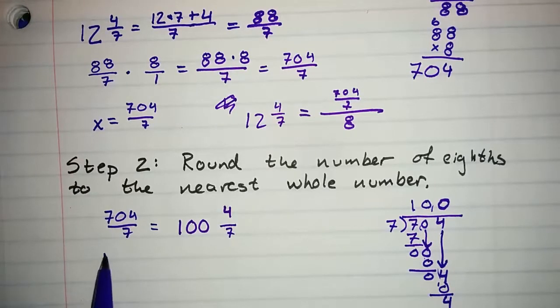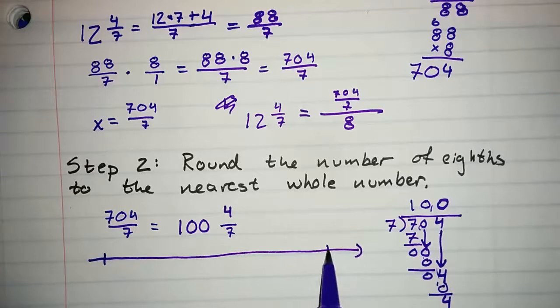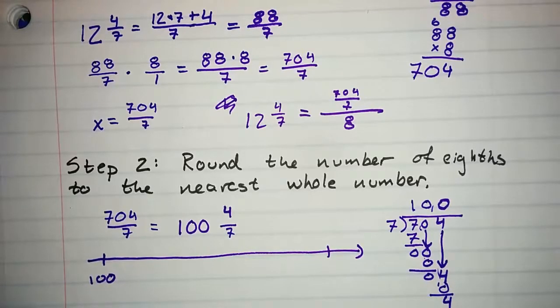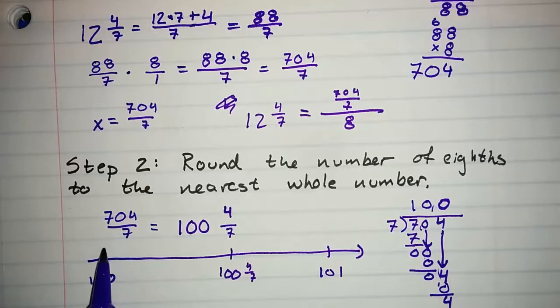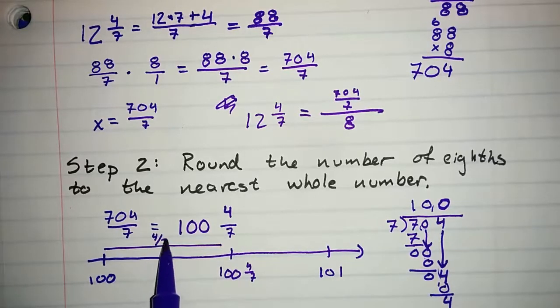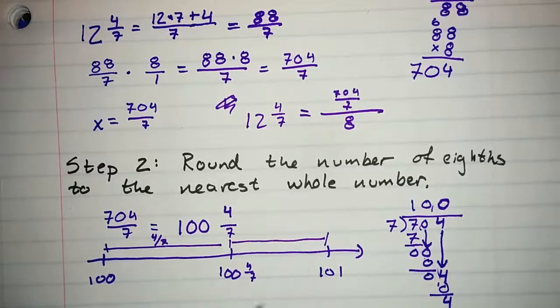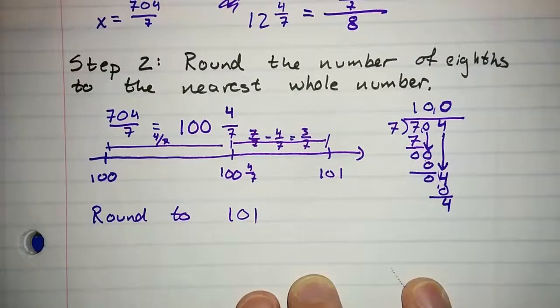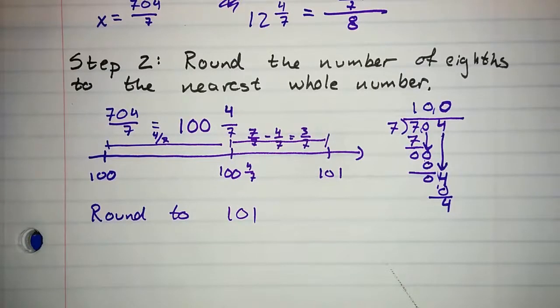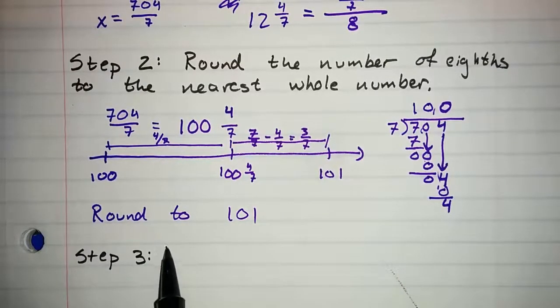That's between 100 and what's next? Yeah, 101. We are 4/7 away from 100. And we are 7/7 minus 4/7, which is 3/7, away from 101. This distance is smaller. We're closer to 101. So we round to 101. Right? And then step 3, answer.